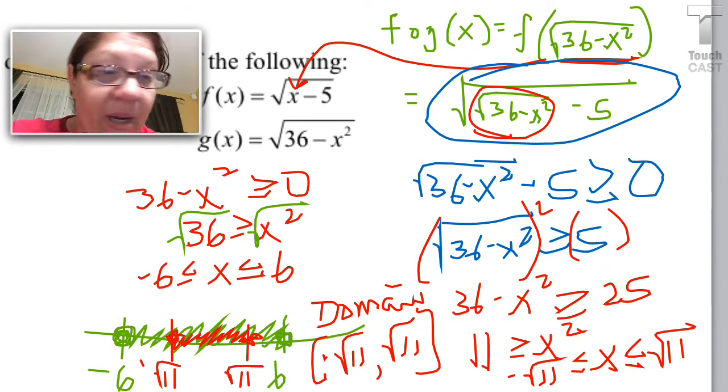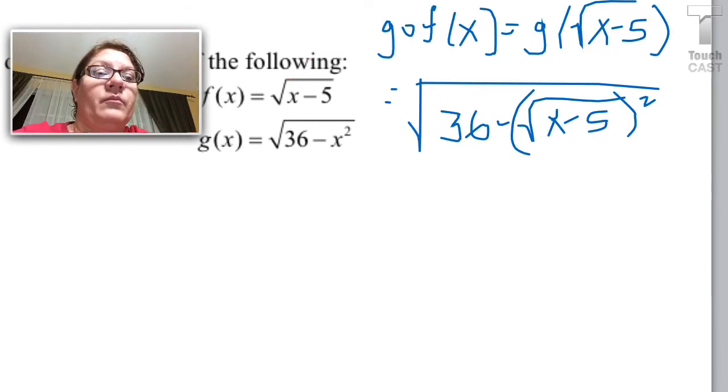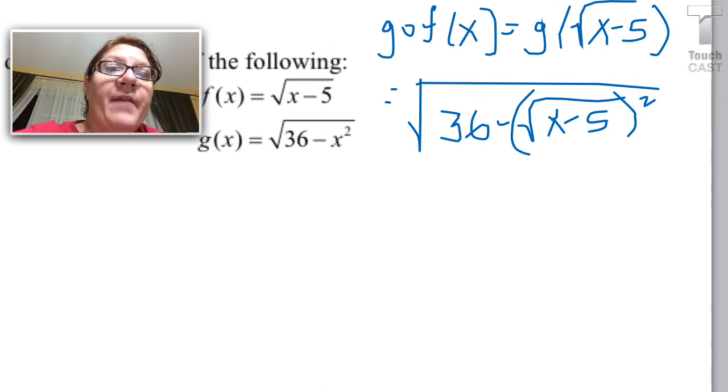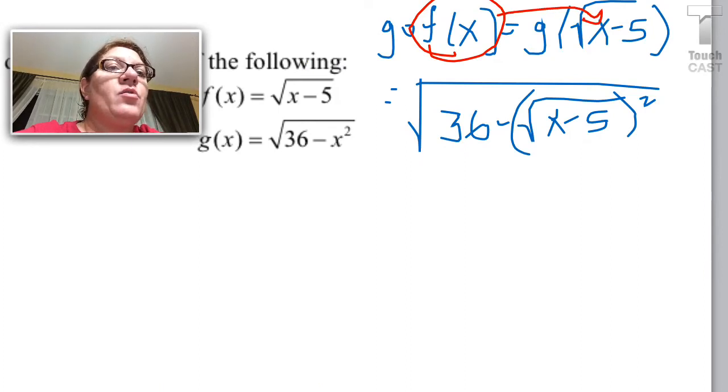Whew, sweat is beading on my forehead. Ooh, look at what we have here. So I've got to figure out what f of x is. I knew what it was. It's square root of x minus 5. And I'm going to plug that in, and now I'm going to do g of that. So I've got to plug all of this stuff into the g function in place of the x. And so it looks like this.